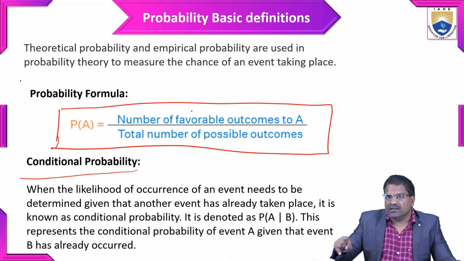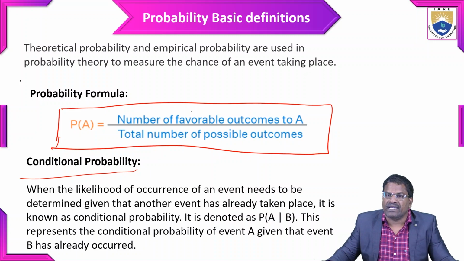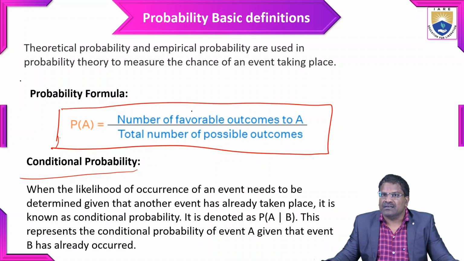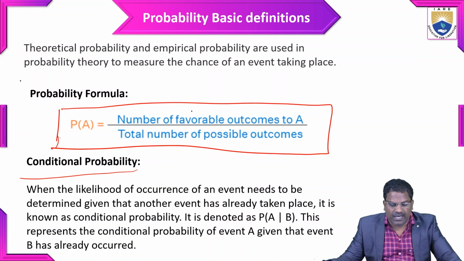In the denominator, which term is there? That event should have already occurred. Then only this event A occurs. Condition. That's why it comes under conditional probability P(A|B).